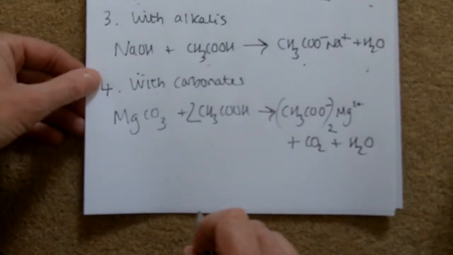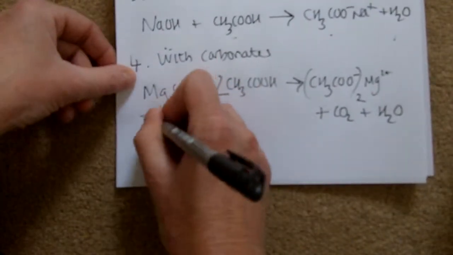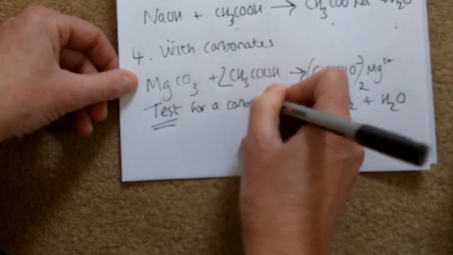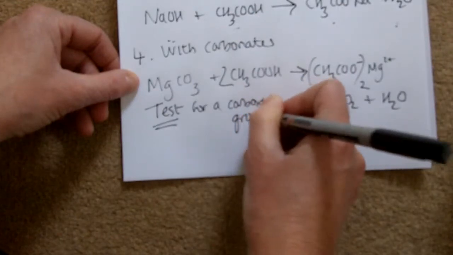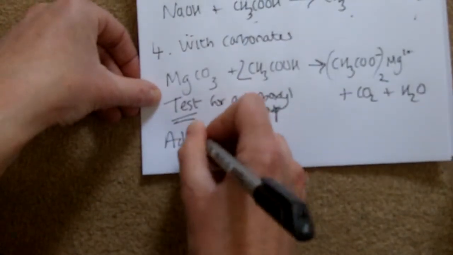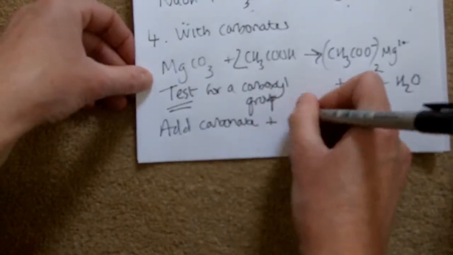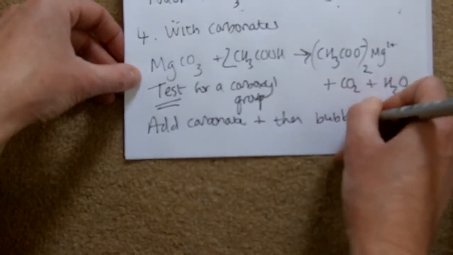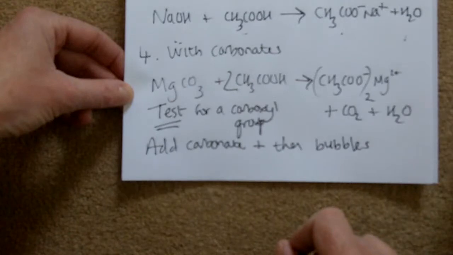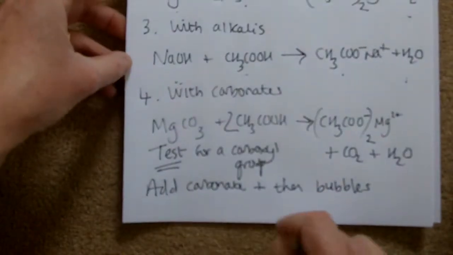So this is actually the test for a carboxyl group. This reaction here is the test. If you're asked how do you test for a carboxyl group, that's the functional group name, you add carbonate, and if it bubbles, then you know it is a carboxylic acid. Test for a carboxyl group: add magnesium carbonate or a carbonate.